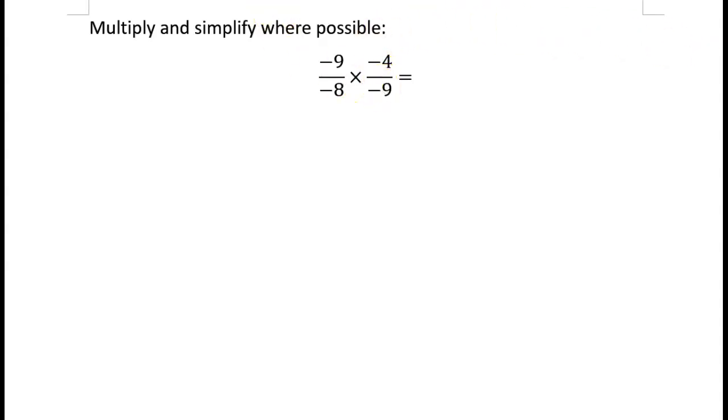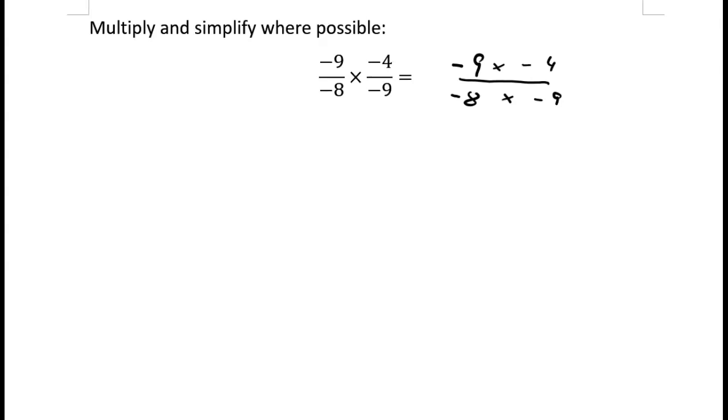In this example, we want to multiply two fractions with each other, and this is a really simple thing because we don't have to worry about denominators being the same like we had to do when we were adding or subtracting fractions. So what we can do here is simply write down the numerator and the denominator, and we say it is -9 times -4 divided by -8 times -9. So that would be really all we need to do for that.